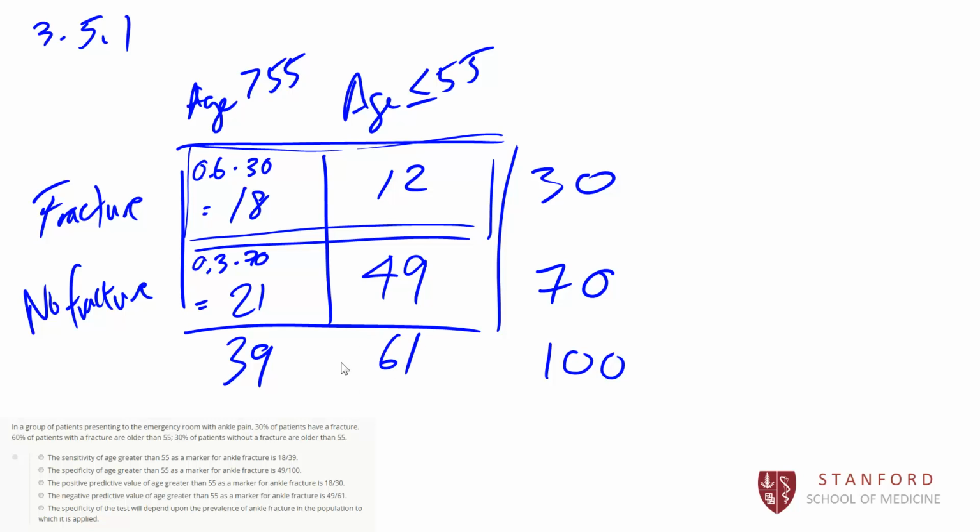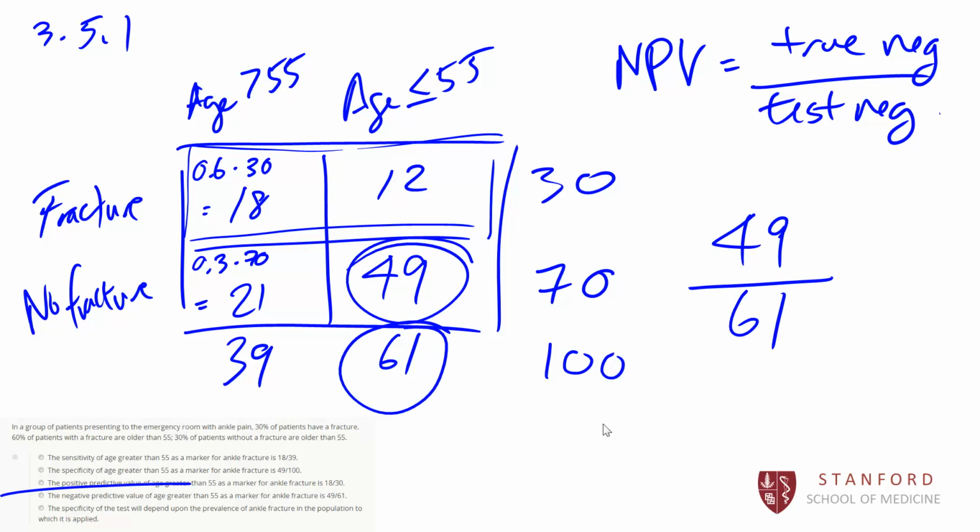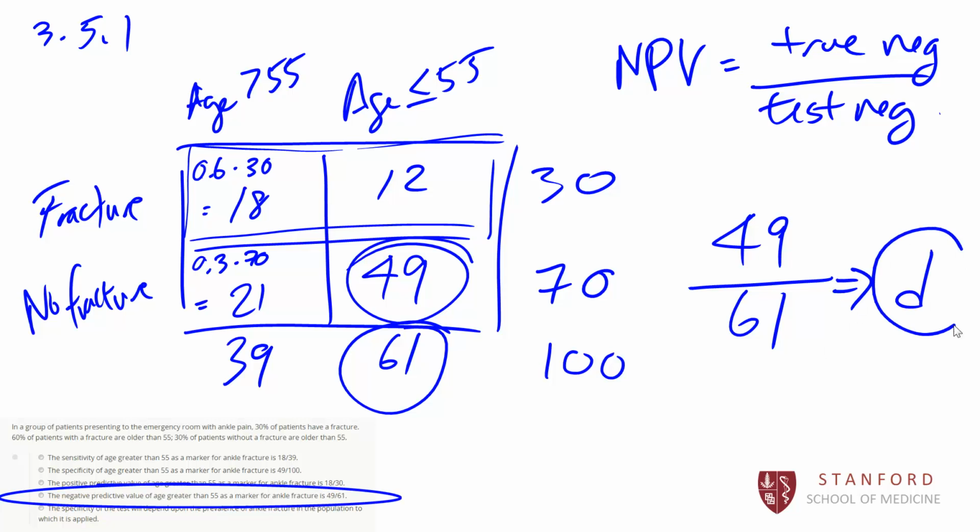Once we have this 2x2 set up, we're basically done with the question. So looking at this 2x2, you can calculate the negative predictive value. The negative predictive value, of course, is the number of true negatives over the number testing negative. Basically, of all the people who tested negative, how many were actually negative? That's what this is getting to. So that's going to be 49 over 61, which corresponds to answer D in our question.